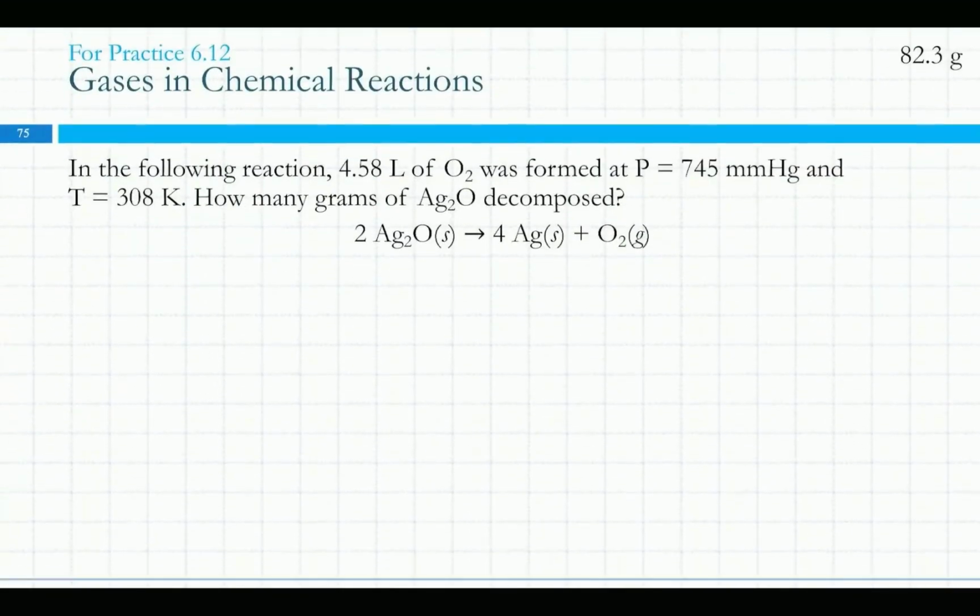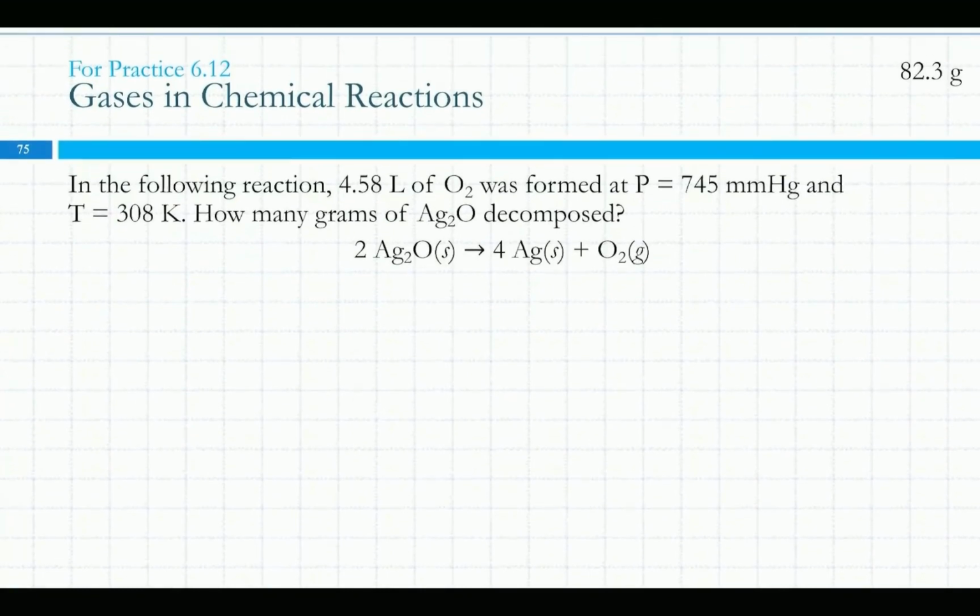Could also use partial pressures. So for this reaction, we got 4.58 liters of oxygen was formed at a pressure of 745 millimeters of mercury, at a temperature of 308 Kelvin. How many grams of silver oxide decomposed?